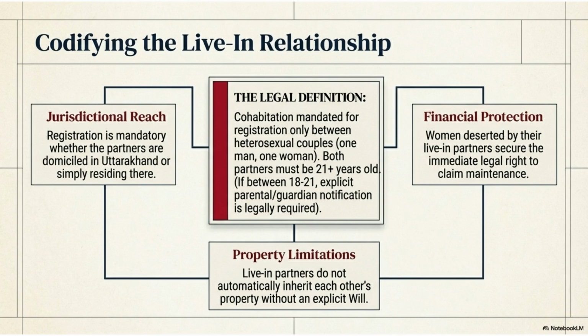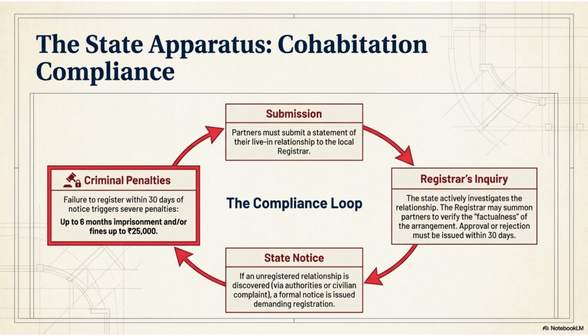The law codifies live-in relationships, mandating registration for heterosexual couples where both partners are over 21. Women deserted by their partners secure the legal right to claim maintenance, but live-in partners do not automatically inherit each other's property. The compliance loop for cohabitation requires submission of a live-in statement to the registrar, followed by a state inquiry to verify the arrangement.